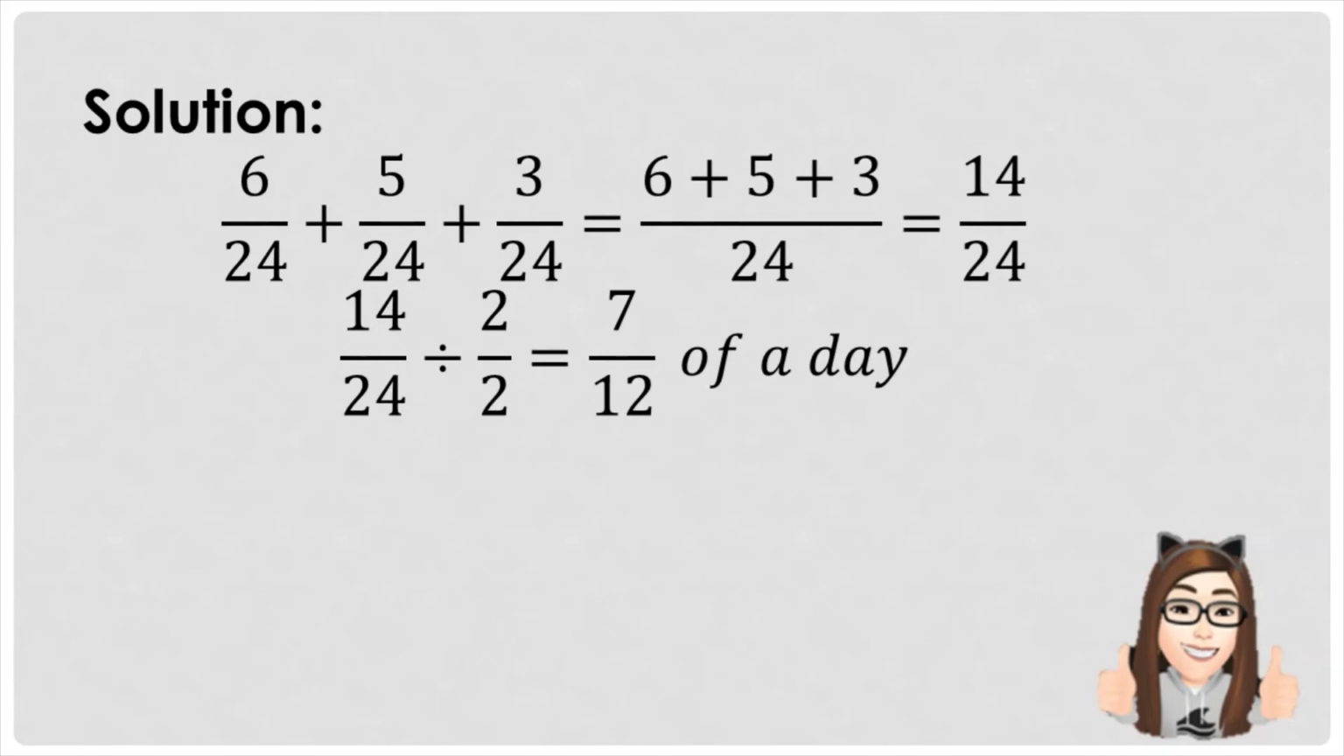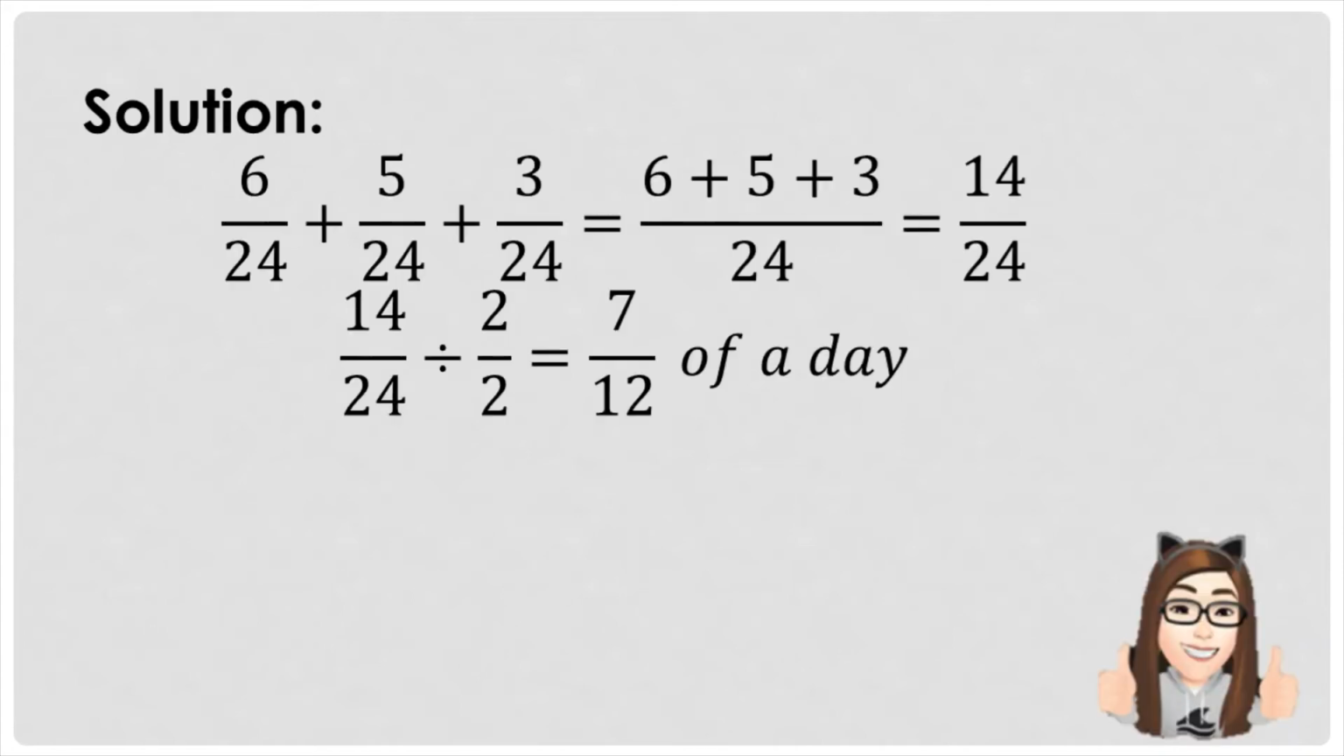For our solution, 6 hours on the first day can be written as 6 over 24. The 5 hours for the second day can be written as 5 over 24, and the 3 hours for the third day can be written as 3 over 24. They are all similar. So we have 6 plus 5 plus 3 all over 24, which is equal to 14 over 24.